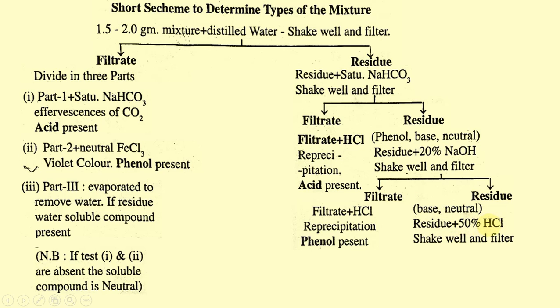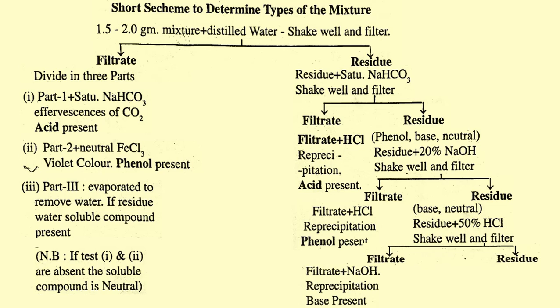Residue plus 50% HCl, shake well and filter. Then two parts, left filtrate and right side residue. Filtrate plus NaOH. NaOH means base, the base reprecipitates in base, so base is present. And the last one, the residue on the funnel. Consider the neutral compound present. These are the soluble compounds and these are the insoluble compounds. So two types: the left side is soluble and the right side insoluble.